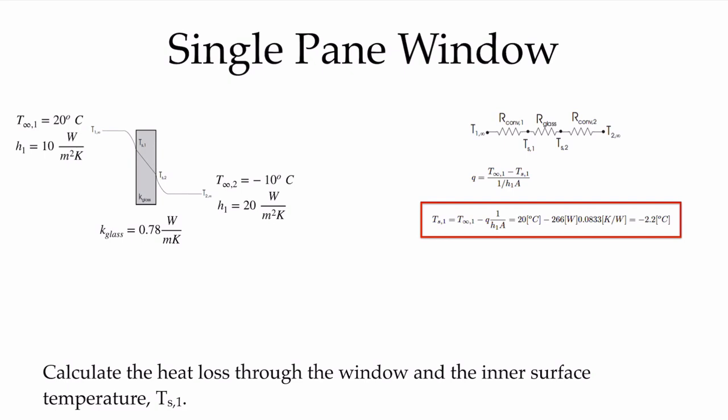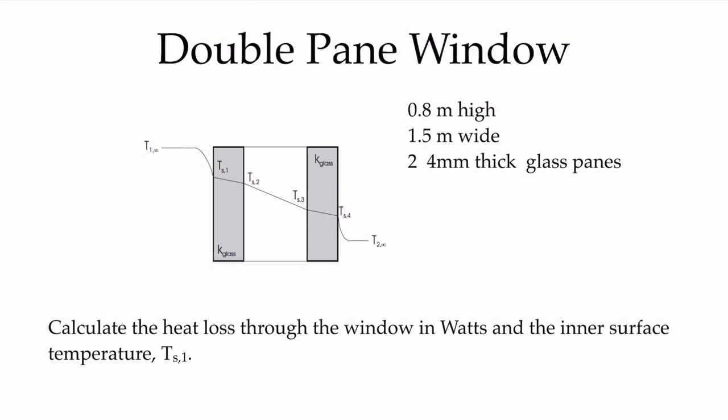So let's consider how we can make this window better. We're going to take that same 8 millimeters of glass, and we're going to split it into two 4 millimeter panels, and we're going to separate those by an air gap. We're going to take a 1 centimeter air gap so that the total package is 18 millimeters. So, 1 centimeter air gap.